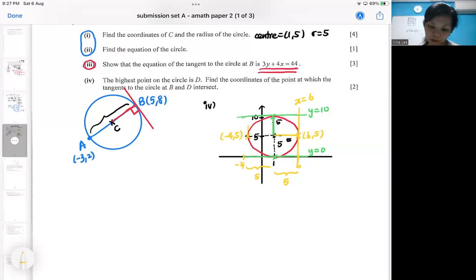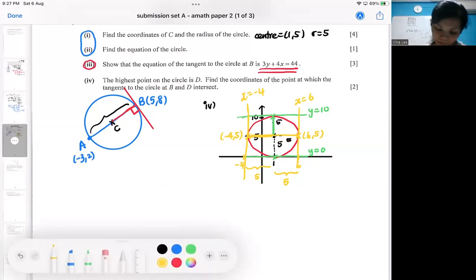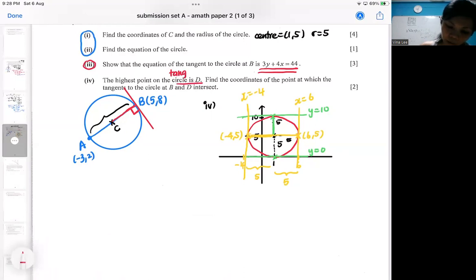If I need to draw a tangent, the tangent will be x equals -4 because the radius is horizontal. If the radius is horizontal, the tangent is vertical, or the other way around: if the radius is vertical, the tangent is horizontal. So in this question, at the highest point, the tangent should be y equals 10. You have to show the highest point first. You will show that D is 1, 10, so the tangent at D is a horizontal line.